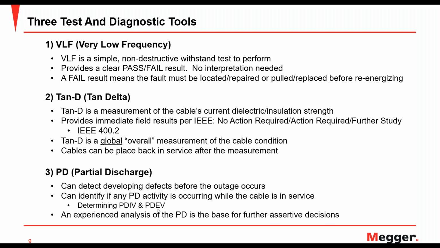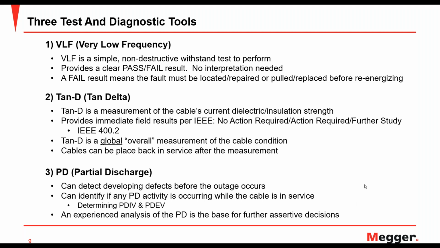Now, the last one we have here is partial discharge. Partial discharge gives you the ability to detect developing defects before they occur. What that means is you have a chance to find defects at an earlier stage, before they become a real issue or lead to a fault. Also, partial discharge is often used to verify workmanship issues. So if you had splices or terminations that were redone on a cable, partial discharge testing is a good test to verify that it was done correctly.